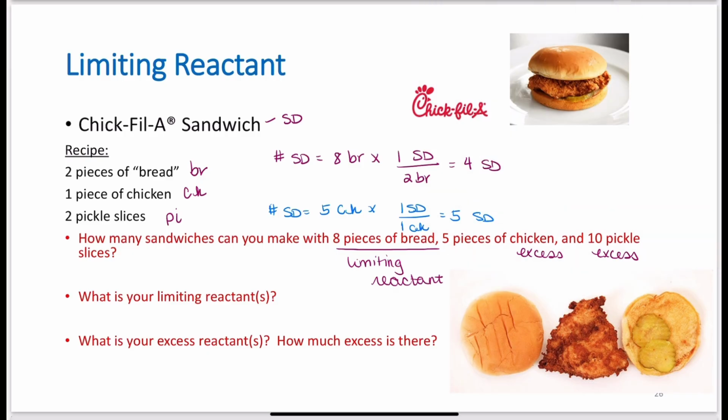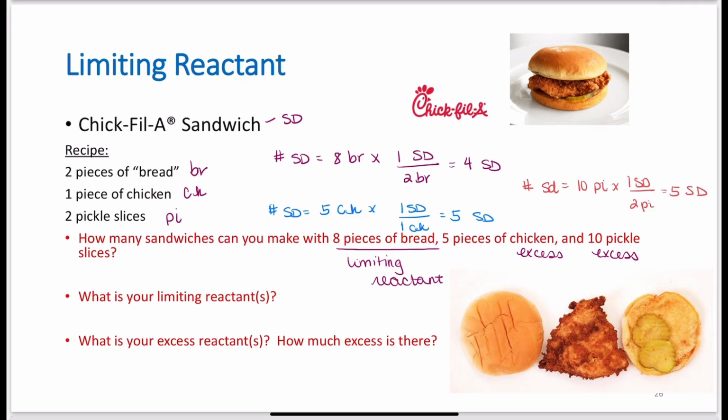And let's find a different color here. And what about my pickle slices? Number of sandwiches? I have 10 pickle slices. Every one sandwich requires 2 pickle slices. So I can make 5 sandwiches.